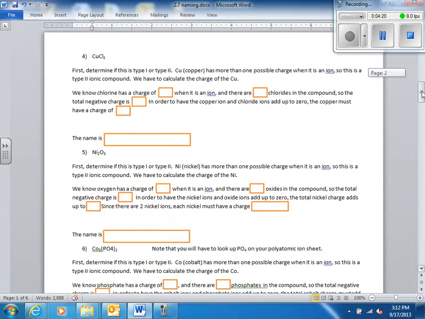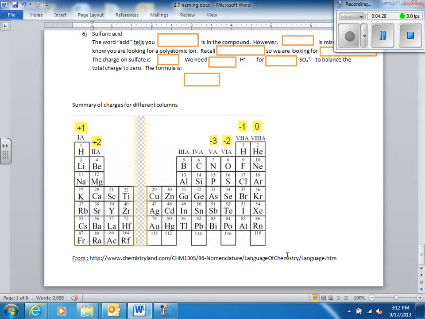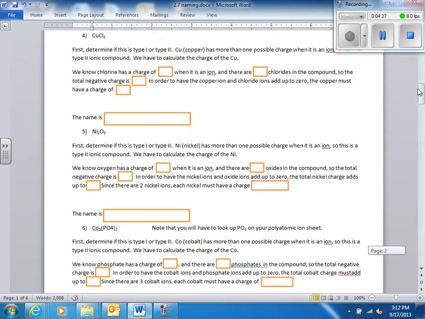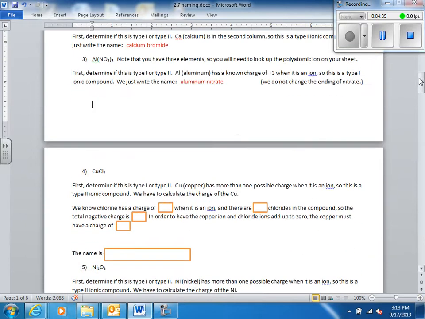Now comes the hard part. When you don't know the charge, this is a little more complicated. So you look on your periodic table for copper. Copper is in the middle right here. This periodic table has been cut off a bit. We don't know the charge, so we're going to have to calculate it and put the charge as a Roman numeral after the name copper.